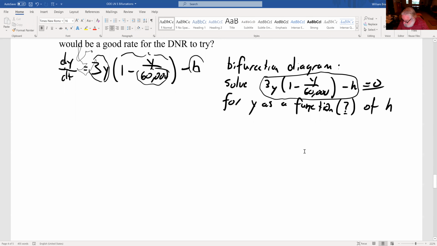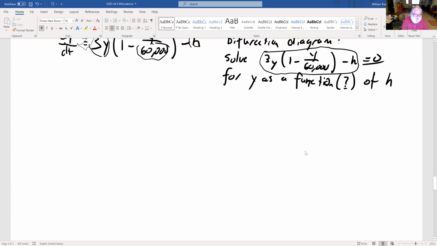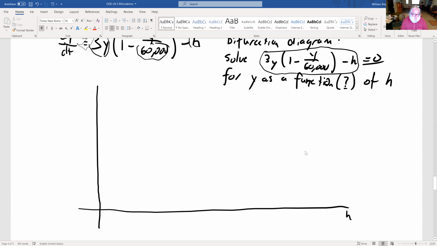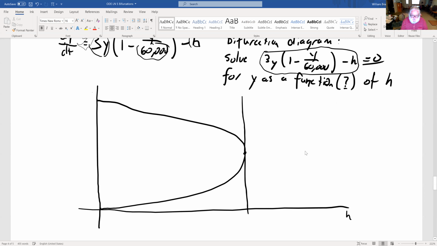So what we got from GeoGebra was that if H is our harvesting rate, we got a curve that looks like that. This point was at a harvesting rate of 45,000. And this was down, and this was down. And if you harvest too much more than that, right? If you harvest more than 45,000, you're just overfishing the lake.